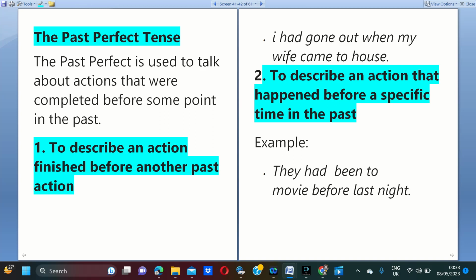Next, the second condition under past perfect: to describe an action that happened before a specific time in the past. They had been to the movie before last night. See, there might be a movie at 9 p.m. last night. These people had been to the movie before 9 p.m. That means they might have reached the cinema hall by 8:55 itself. So to talk about actions which have been finished before a specific time, we can use past perfect tense.